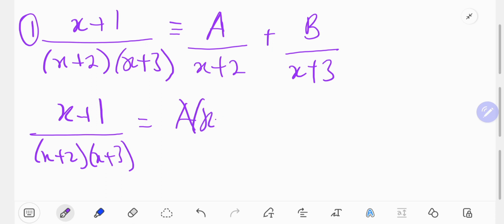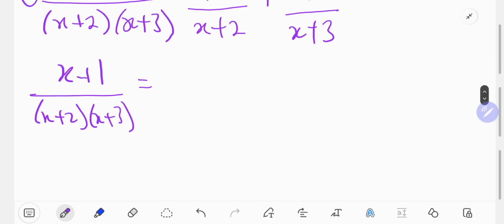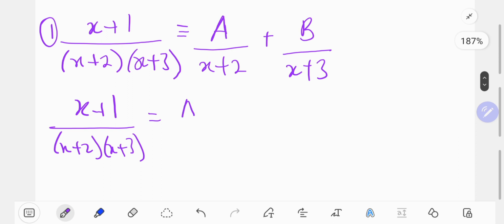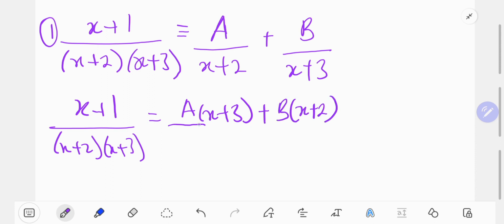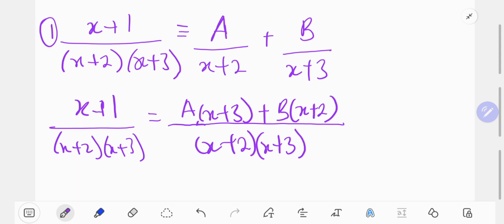Let me write it well. So we are going to have A multiplying x plus 3, plus B multiplying x plus 2, and this whole thing divided by x plus 2 times x plus 3. Since we have the same denominators, for the expression at the left hand side and the one at the right hand side to be equal, their numerators too must be the same.